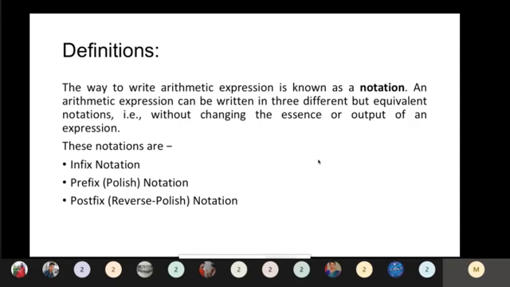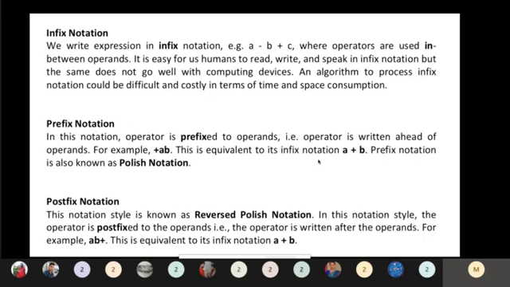Now, how are we going to express the operators and operands? Here we have three types: infix notation, then prefix, and the last one is postfix. Generally, an arithmetic expression has operators and operands, and it is also known as notation. First we'll see what the infix notation is.